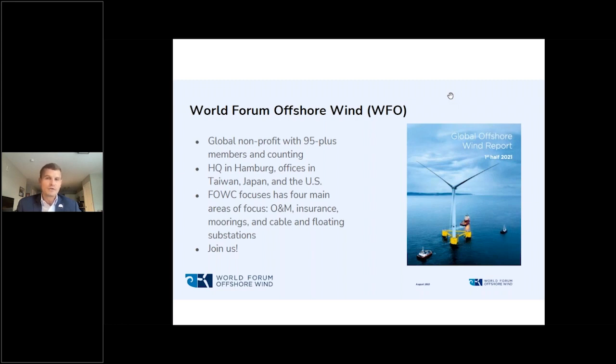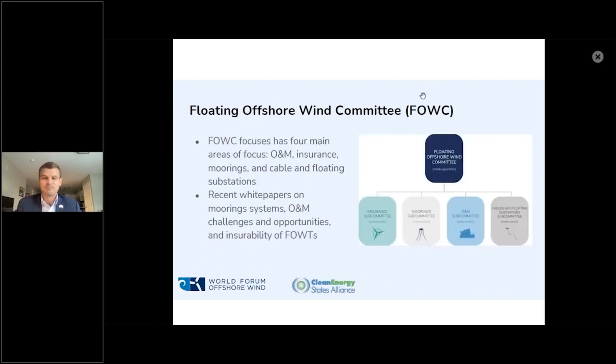And we are the global organization. Again, headquartered in Hamburg, Germany. We have offices in New York, where I'm located, Taiwan, and Japan, and we are looking to build out the global industry, which is, of course, a tall order given all of the activity that is going on around the globe. We focus not just on fixed bottom, but our bread and butter is really the emerging floating offshore wind industry, and we have 4 main areas of focus. So if you don't mind going to the next slide.